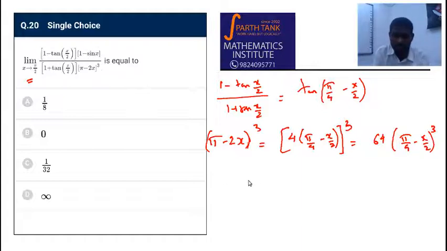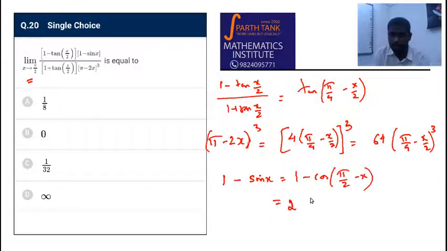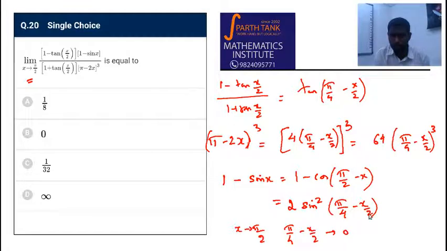So only 1 minus sin x remains, and I am going to do some trick here. 1 minus sin x can be written as 1 minus cos of (90 minus x). And 1 minus cos theta is 2 sin squared theta by 2. So 2 sin squared theta by 2 is pi by 4 minus x by 2, half of this angle. Whatever comes here, you put half here. So see, everything is now of the form pi by 4 minus x by 2. Okay. Now when x tends to pi by 2, pi by 4 minus x by 2 tends to 0.